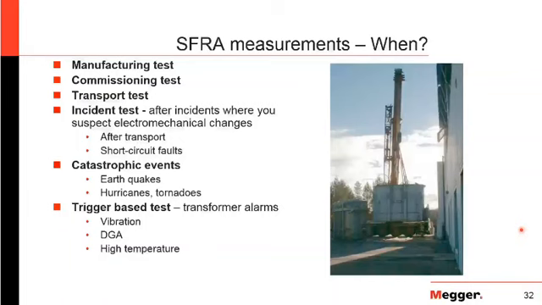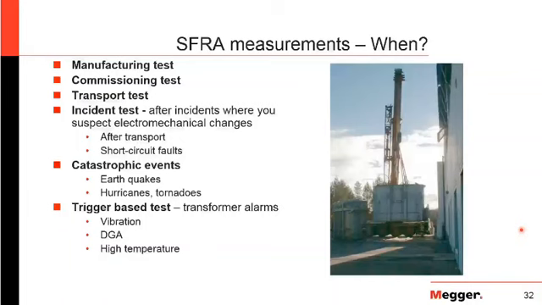The other times that you'll see it, if there's a short circuit fault, some kind of earthquake or hurricane, something like that, or maybe you had the transformer trip off, or you had some kind of DGA analysis, high temperature, different things like that, you may want to go in with further investigation, and SFRA is a nice tool.